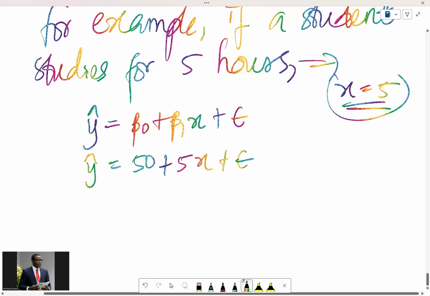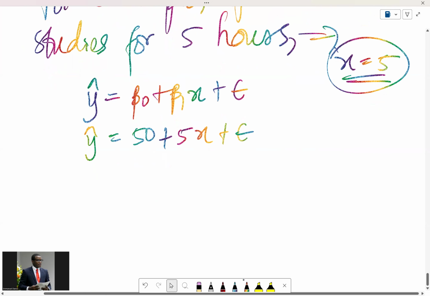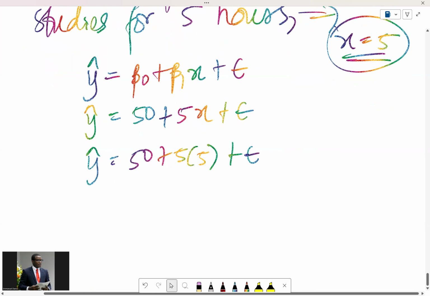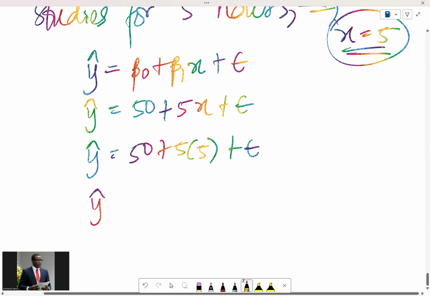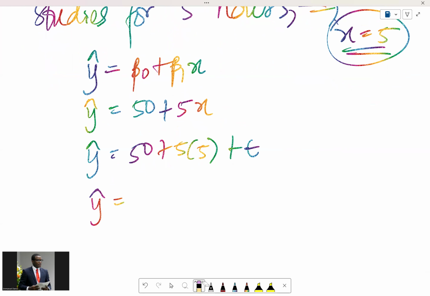So studying for 5 hours now means x is 5. So we have y bar equals 50 plus 5 times 5 plus epsilon. Okay, I guess I should drop the epsilon first when we want to predict, so we can always do that later.